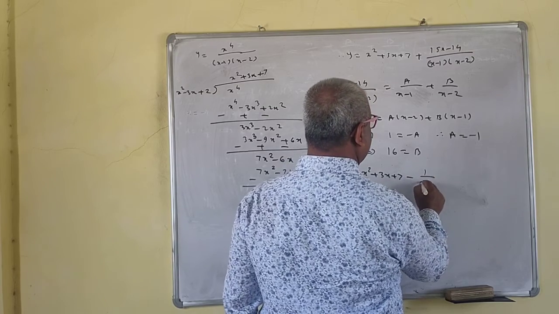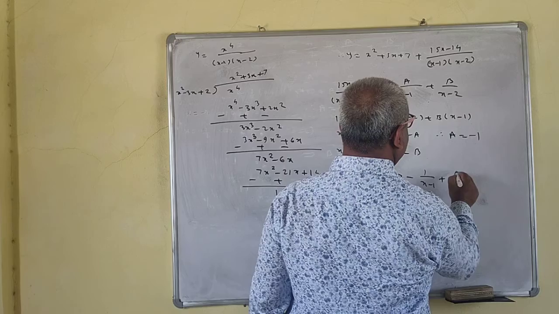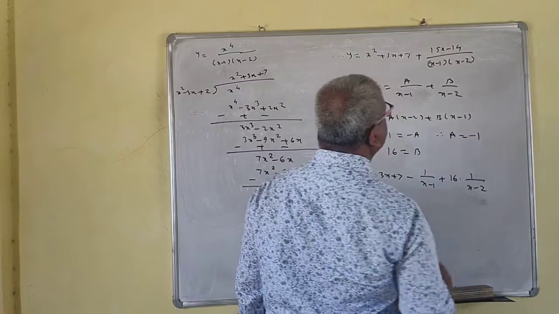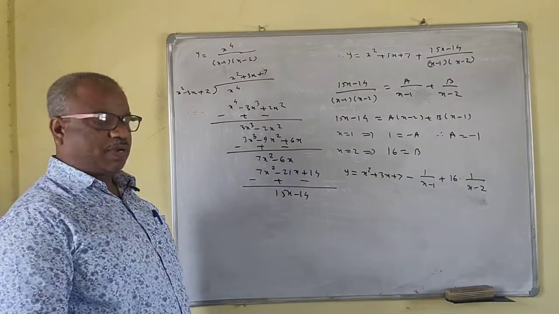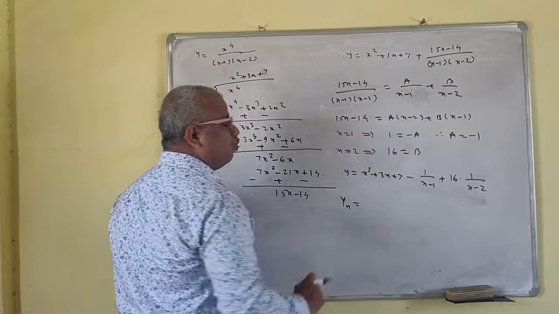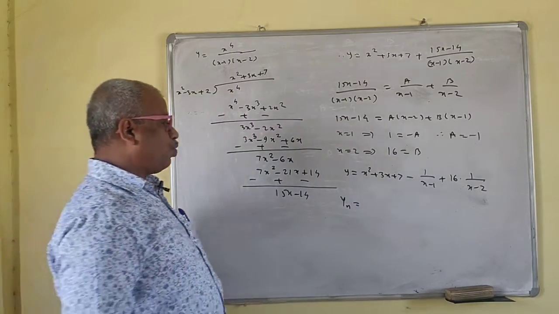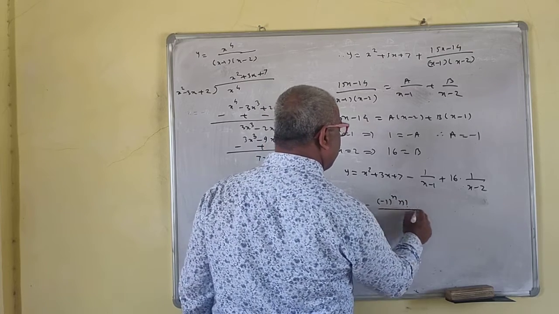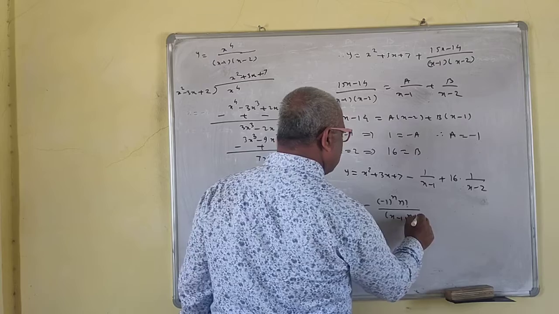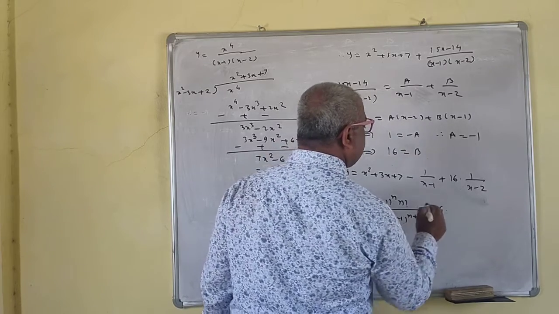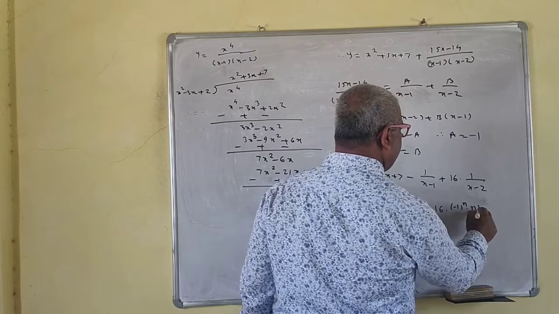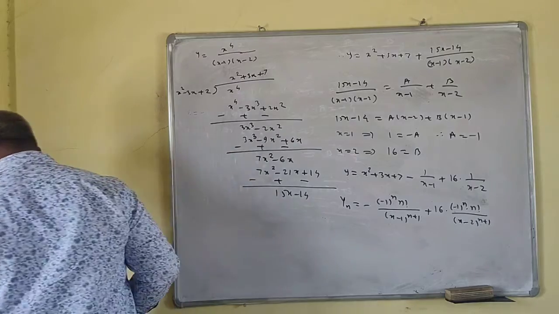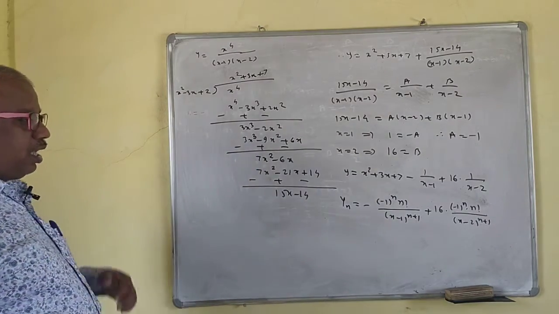A is negative 1 upon x minus 1 plus b is what? 16. So I write 16 into 1 upon x minus 2. This is your simplified y. We'll write y now. We'll assume that your n is strictly greater than 2. So this minus will be as it is. Minus 1 raised to n factorial upon x minus 1 raised to n plus 1, plus 16 into minus 1 raised to n factorial upon x minus 2 raised to n plus 1. So this is your answer.